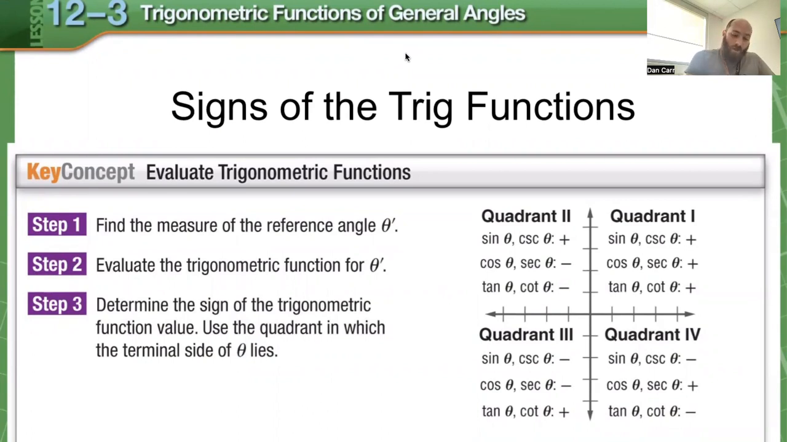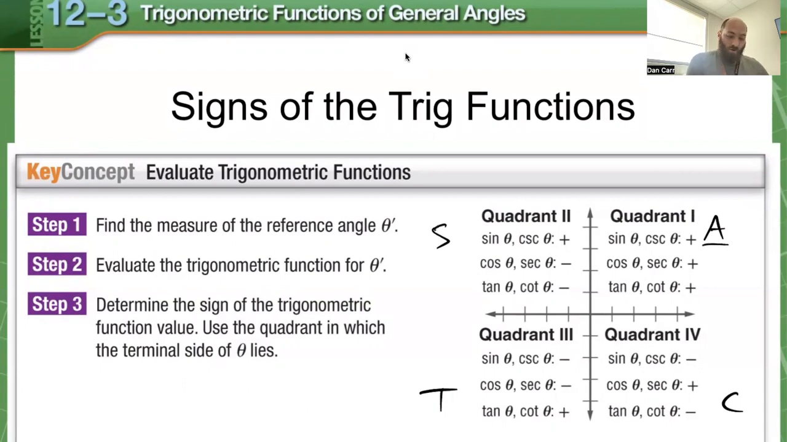So for example, all of them are positive right here. A sine of an angle, cosecant, cosine, secant, tangent and cotangent, all those angles, the result is going to be positive. A little acronym that people have used in the past is "All Students Take Calculus." This is referring to which ones are positive in each quadrant. All of them are positive here, which is what we see here.